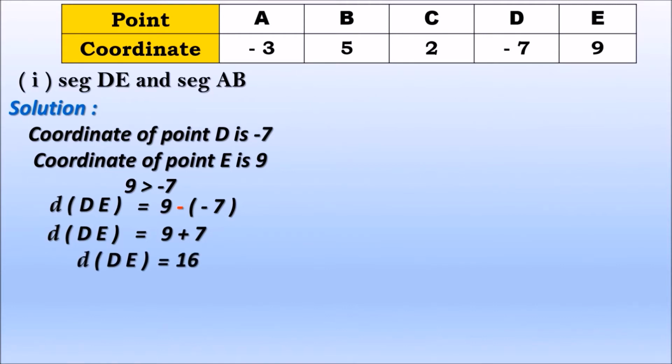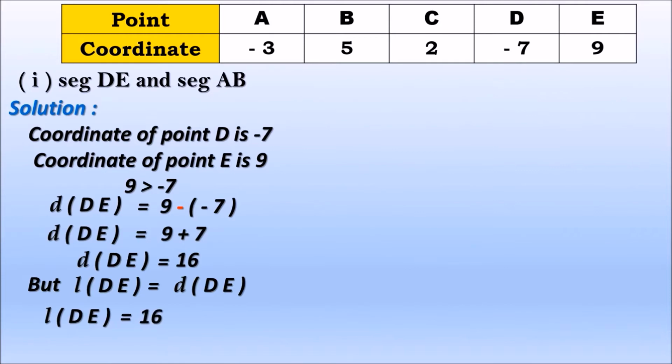But distance DE equals the length of segment DE according to the definition. What do we mean by the length of any segment? The length of a segment is nothing but the distance between its endpoints. Therefore the length of DE equals 16. Let this be equation number 1. Now similarly we will find the length of segment AB.